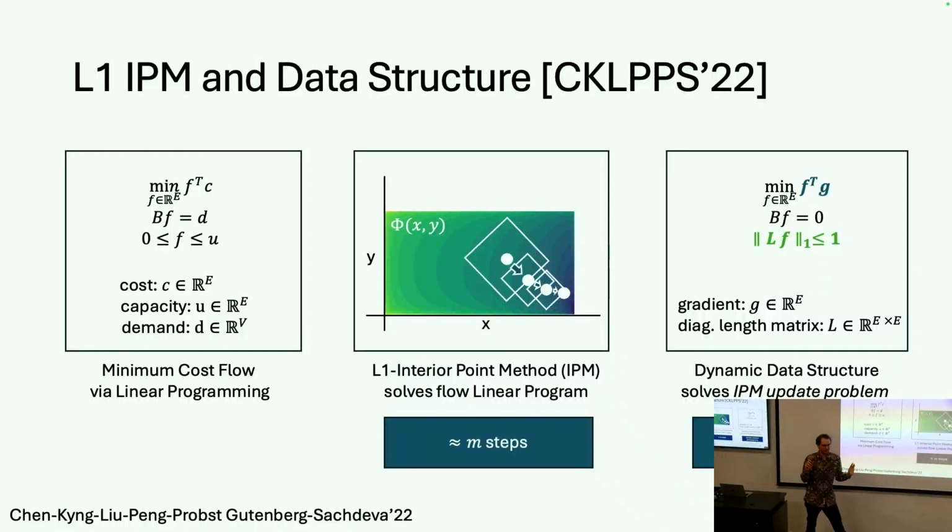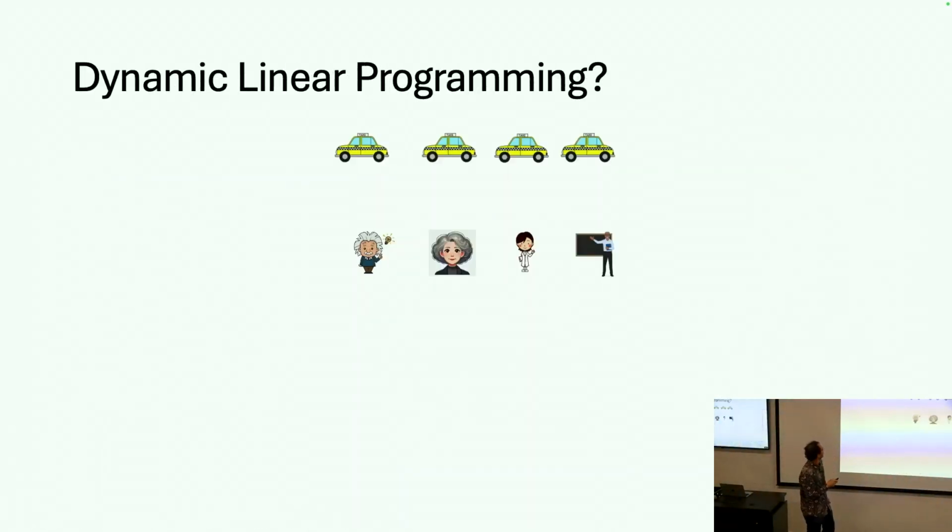Okay. Is the vague framework clear? Yeah? Oh, there's a thumbs up. Okay, good. So let's now think about how we could dynamize this.